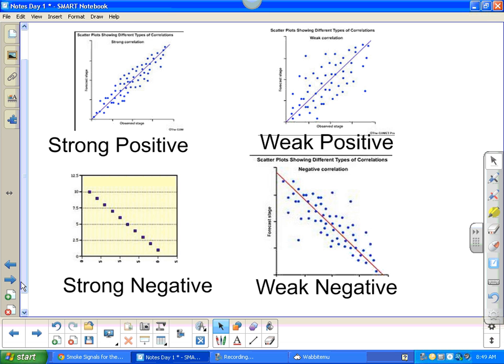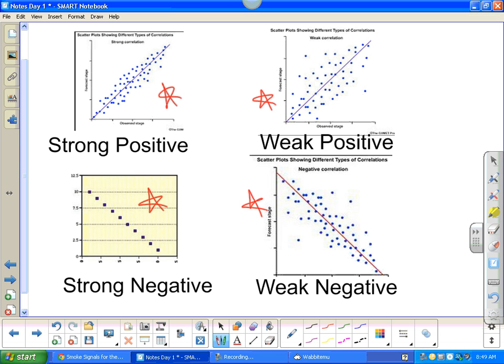So I can have a positive relationship or a negative relationship, and then I just need to focus on the strength. So strong means that those points are tight to the line, like in this one and this one. And then I can have a weaker relationship, which would be like these two, where the points are a little more loose, not quite as drawn to the line.